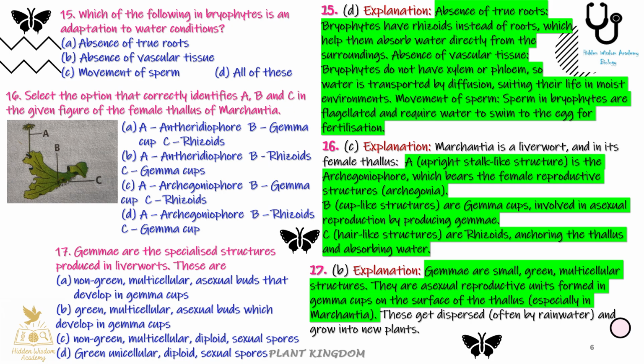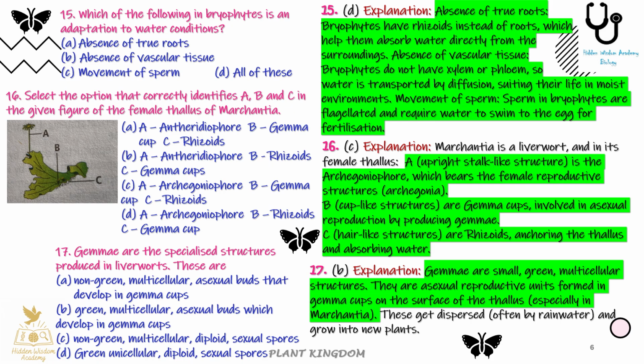Question 17. Gemmae are the specialized structures produced in liverworts. These are: Option A, non-green, multicellular, asexual buds that develop in gemma cups. Option B, green, multicellular, asexual buds which develop in gemma cups. Option C, non-green, multicellular, diploid, sexual spores. Option D, green, unicellular, diploid, sexual spores.